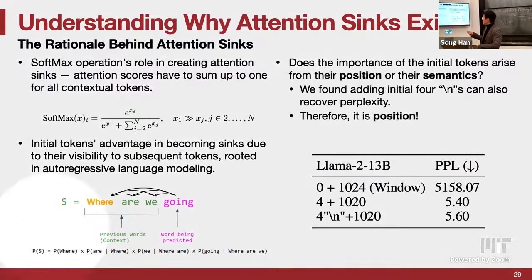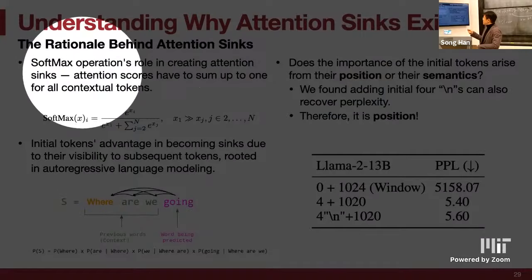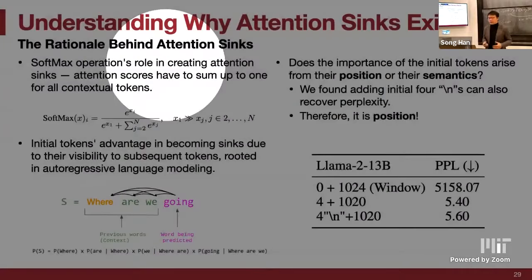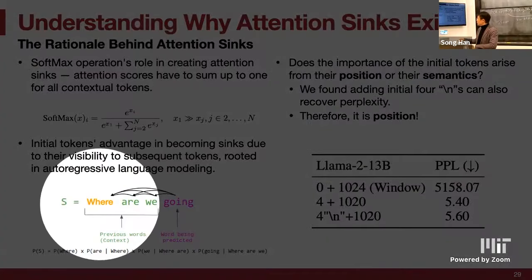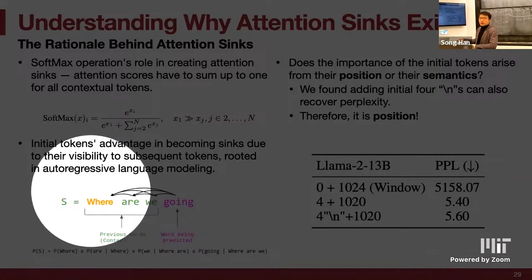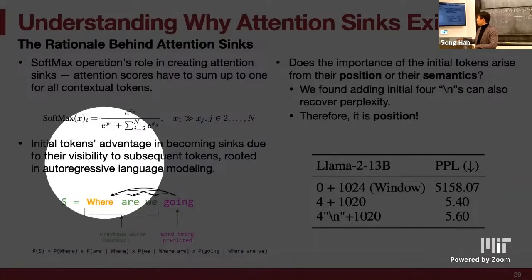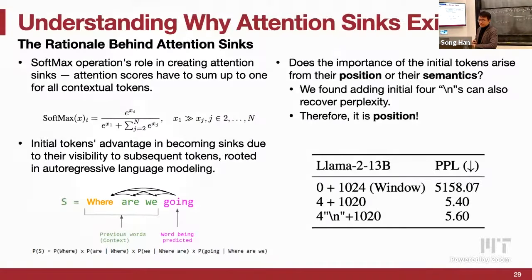So this is the rationale behind attention sinks, where the softmax operation basically makes everything sum up to 1. So you need to dump those redundant scores on the first token, because it is globally visible to all the subsequent tokens because of the autoregressive modeling. Okay. And we naturally ask the question: the first token is very important, we call it the attention sink. Is it due to its position or is it due to its semantics?